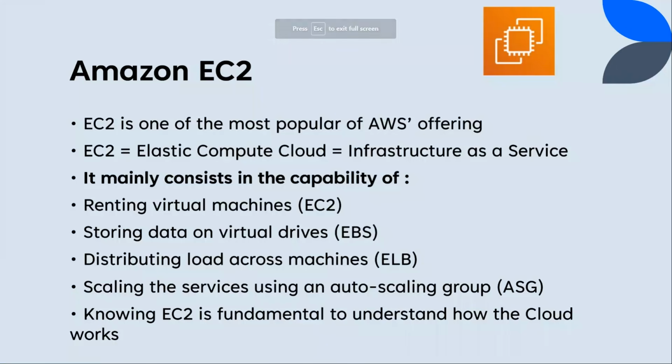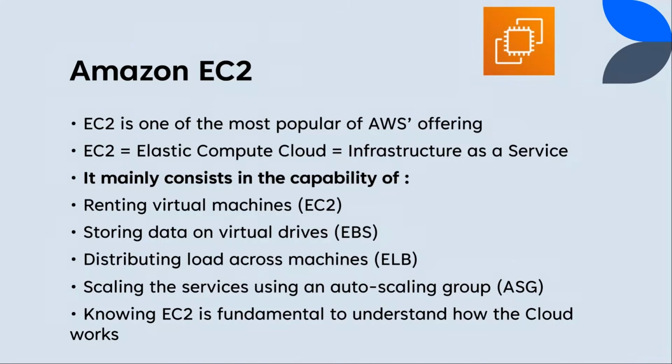So what is Amazon EC2? Basically, EC2 is one of the most popular AWS offerings. It stands for Elastic Compute Cloud, and it's an infrastructure as a service because it provides you with the servers with the actual physical memory, the storage and everything, and you just request that service and it will run on the cloud for you and you can do whatever you want with it.